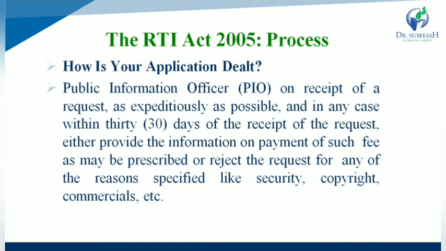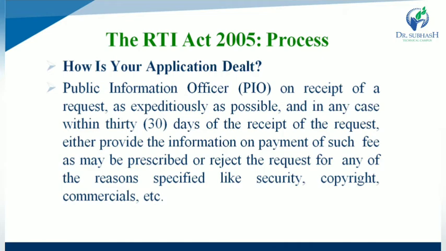So in that case, the Public Information Officer, also called the PIO, on receipt of a request, as expeditiously as possible and in any case within 30 days of receipt of the request, either provides the information on payment of such fees as may be prescribed, or rejects the request for any of the reasons specified, like security reasons, copyright, or commercial reasons. So your application is dealt with the help of the Public Information Officer.